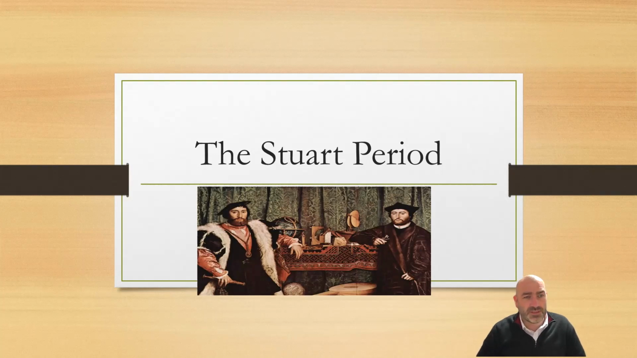So this period would see another outbreak of civil war in England. This time, the war was between a rising parliament, a rising government, and the old system of absolute monarchy. So this era is very complicated for many reasons.